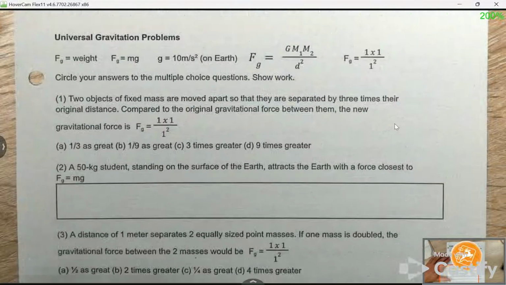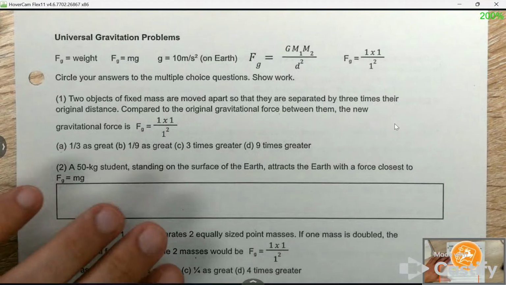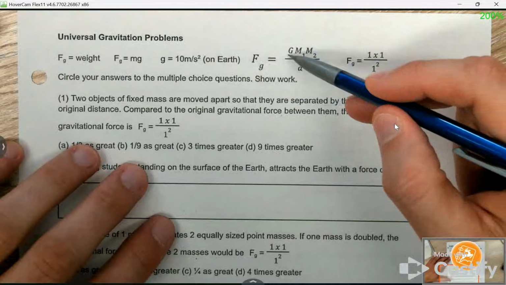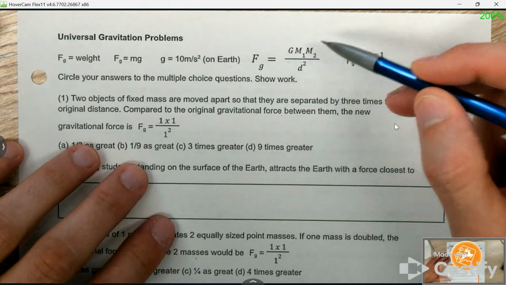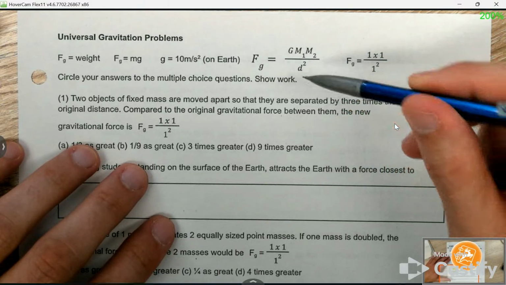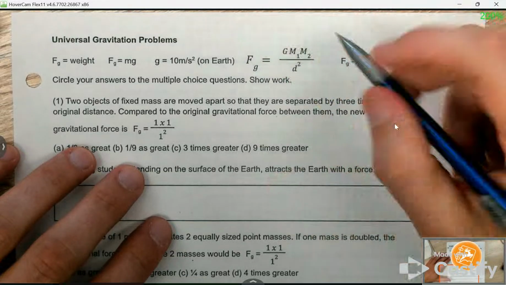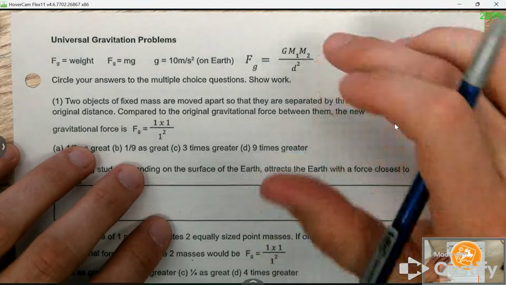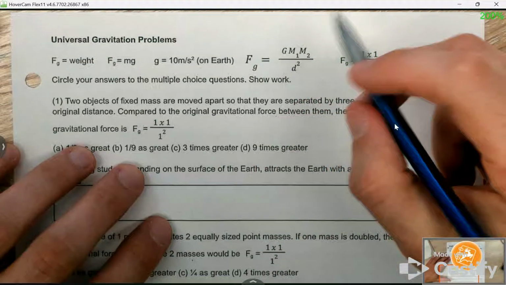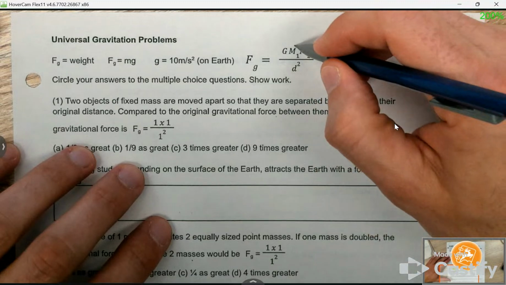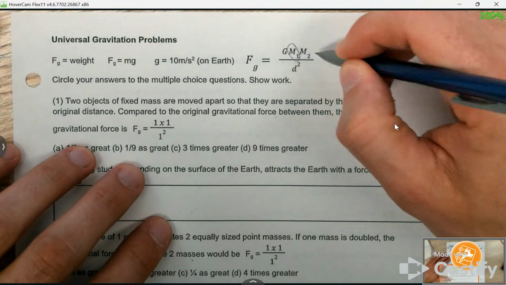Okay, so for this assignment, guys, we're dealing with some universal gravitational problems. Force of gravity, universal gravitational constant, mass of the first object, mass of the second object, and the distance between their centers squared. Since big G is a constant, it's not going to affect our problems proportionally. M1, M2, and distance are what we are, for the most part, going to be harping on.